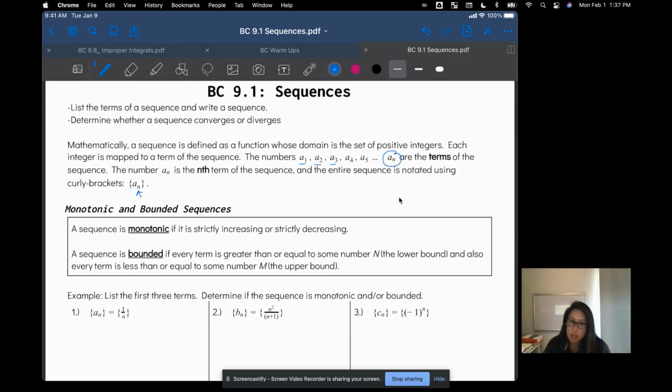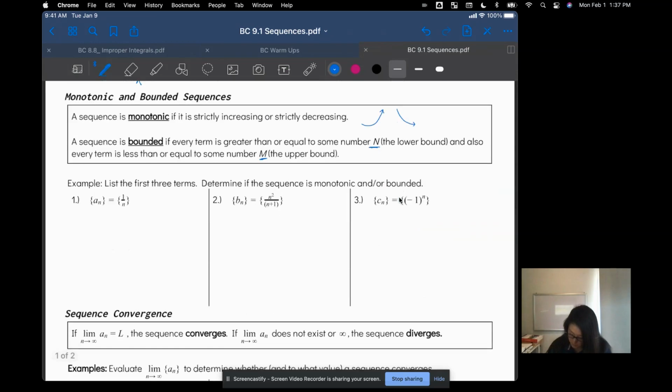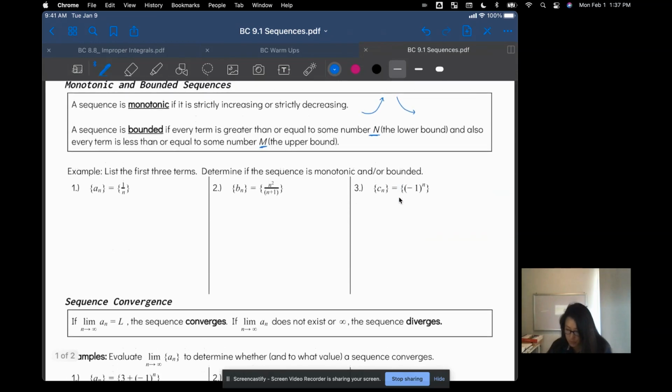A sequence is monotonic if it is only increasing or only decreasing. So the values are going up or the values are going down. A sequence is bounded if every term is between two values, basically, the n being the lower bound and the m being the upper bound. So we're going to take a look at that right now. Let's list the first three terms so that we can practice, and then we're going to figure out if these sequences are monotonic and or bounded.